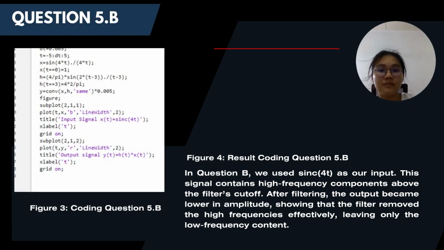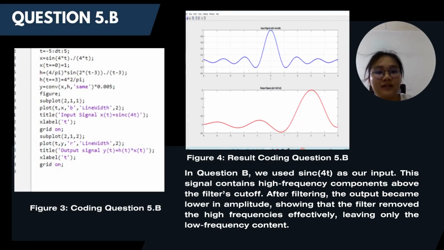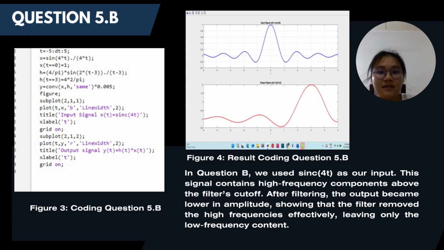In question B, we use a sinusoid of 40 as our input. The signal contains high frequency components above the filter cutoff. After filtering, the output becomes lower in amplitude, showing that the filter removed the high frequency, leaving only the lower frequency component.